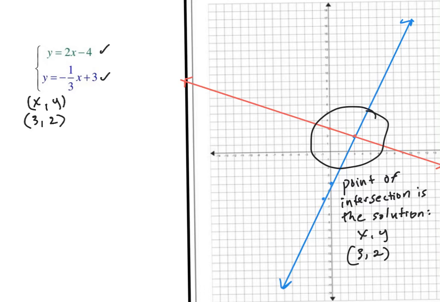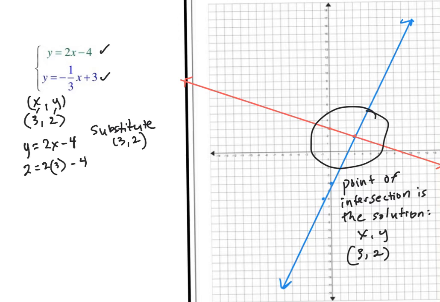If I take the first equation, y equals 2x minus 4, I can substitute in my new point. I can substitute 3 and 2. So I know that the y-coordinate is 2. Wherever I see a y, I can write the number 2. So 2 equals... and then instead of writing an x, I know that I can write 3. Okay? So 2 equals 2 times 3 minus 4.